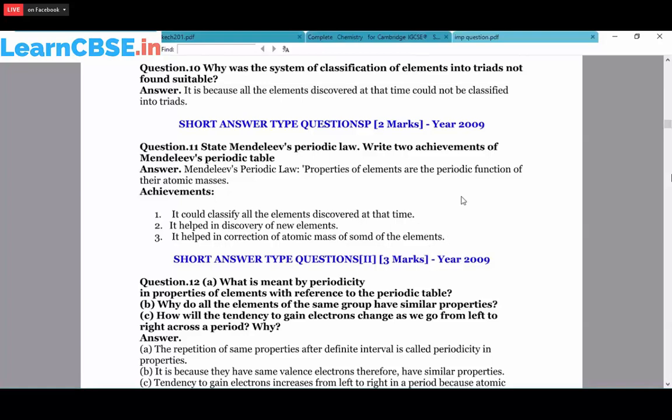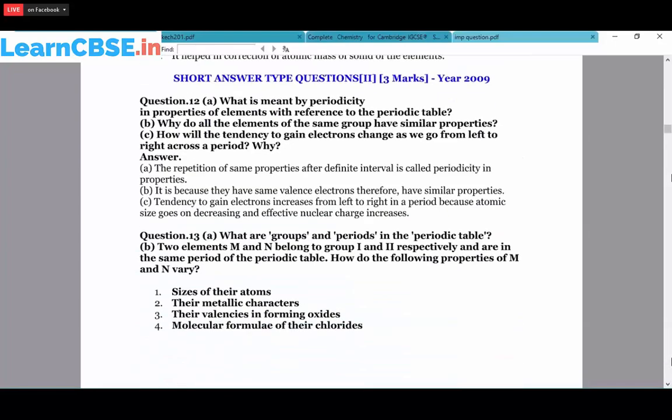So we can say that he has given some shape to the periodic table. He would have given a very good periodic table, because some of the elements were not yet discovered at the time. But he has done a very good job to make a periodic table. Then very short answer, 3 marks answer from the year 2009.